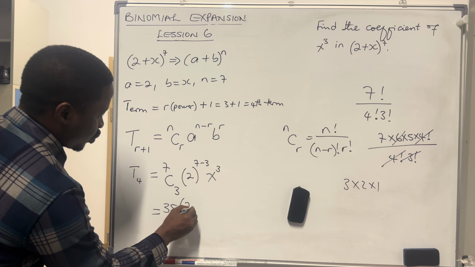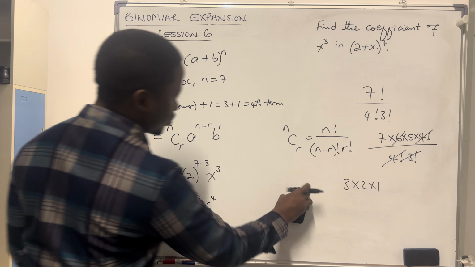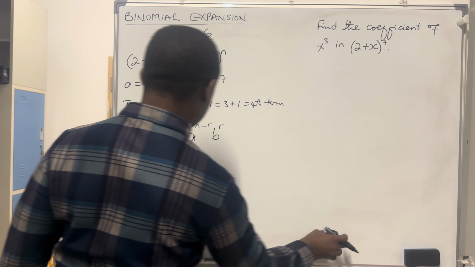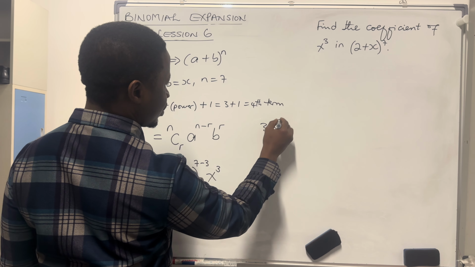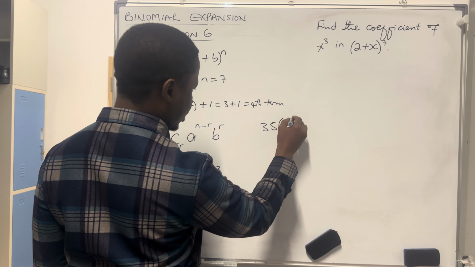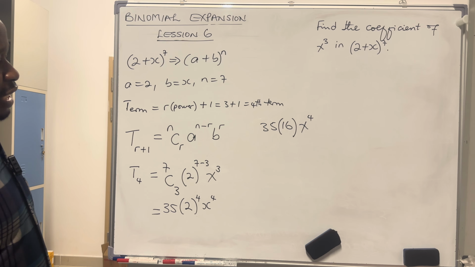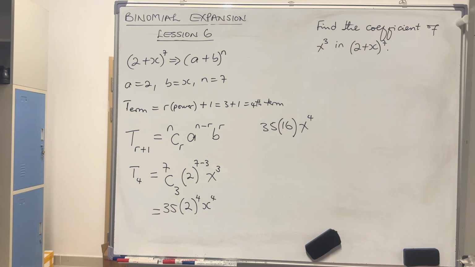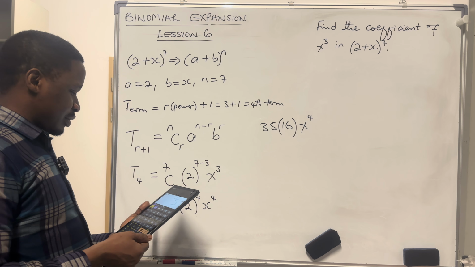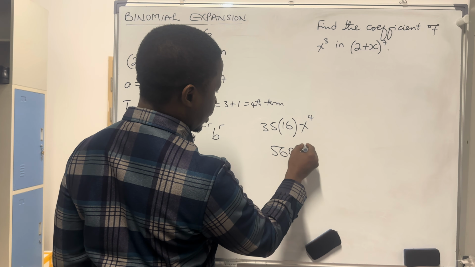So this is 2 to the power 7 minus 3, which is 4, and x to the power 4. So 35, 2 to the power 4 is 16, x to the power 4. Yes. So 35 times 16, 560. So 560 x to the power 4.